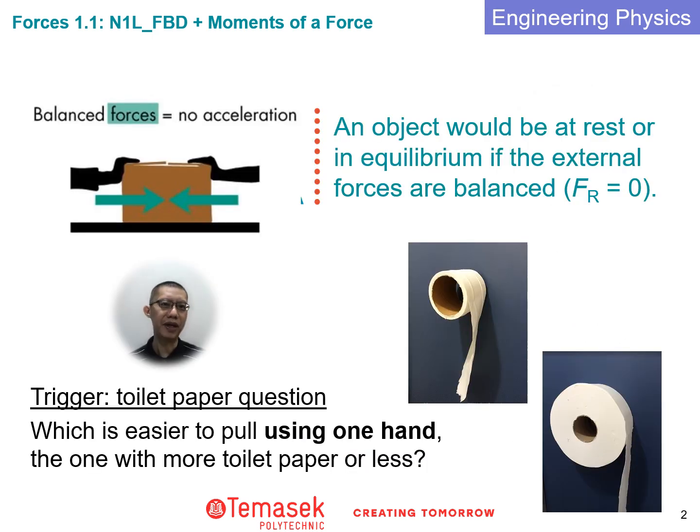An object remains at rest or in equilibrium if the external forces acting on it are balanced, meaning the resultant force Fr is zero. To illustrate, think about an object sitting on a table. It doesn't move because the forces acting on it, such as gravity and the normal force, are balanced.